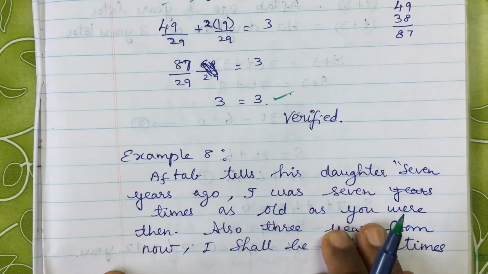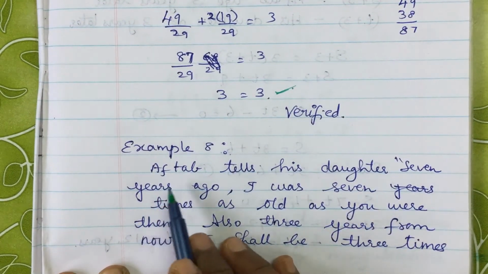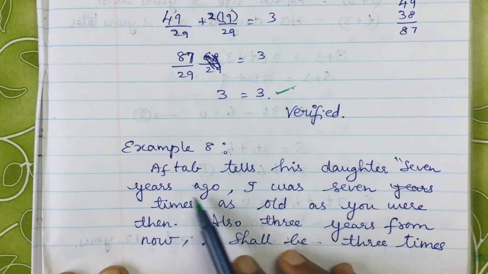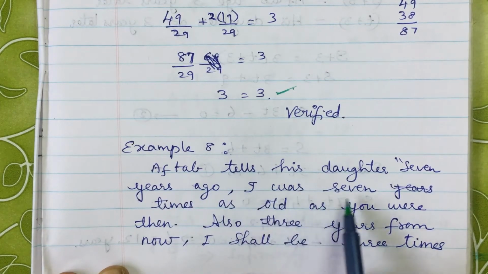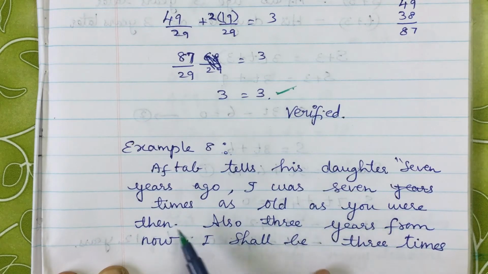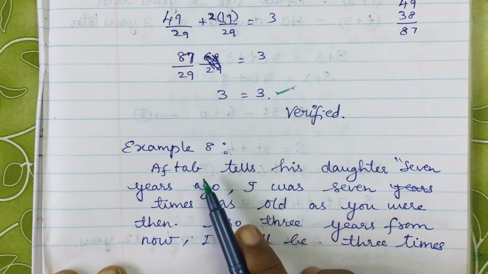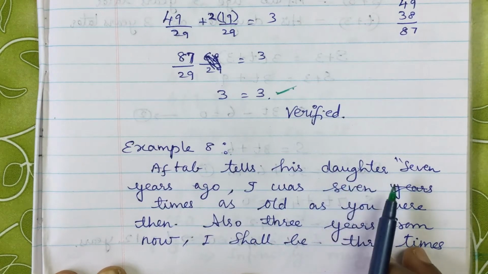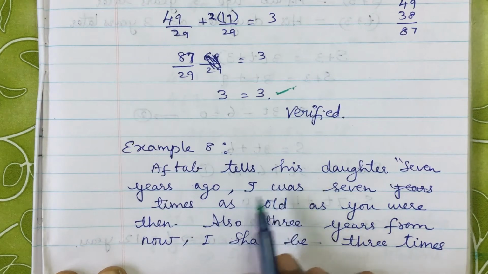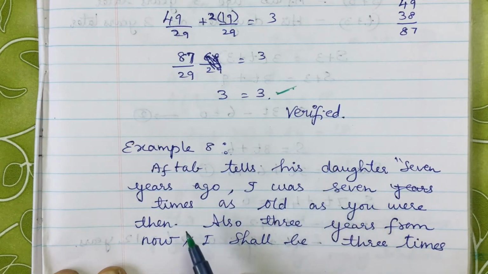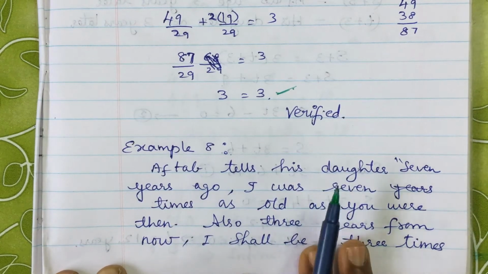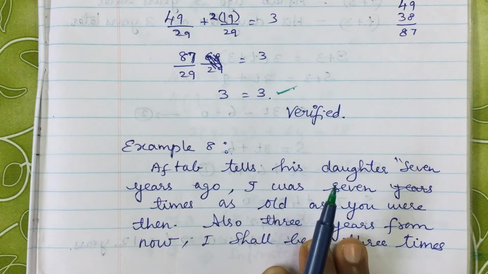Okay. So then coming to the example 8. Aftab tells his daughter, 7 years ago, I was 7 times as old as you were then. Okay. So the present age you can take Aftab as x and his daughter's age as y. So what is it saying? 7 years ago he was 7 times as old as his daughter. So 7 years ago, what is the age of his father? It will be x minus 7. Similarly, what is the age of his daughter?